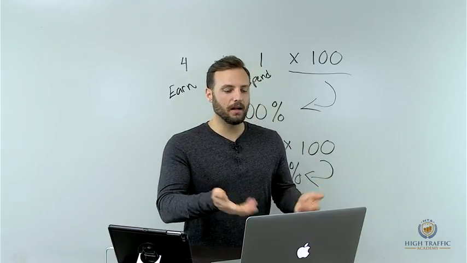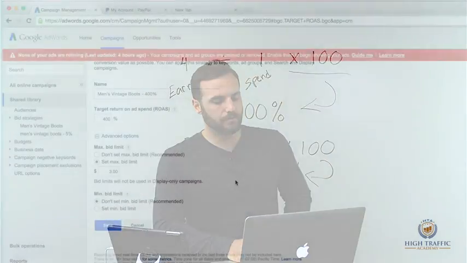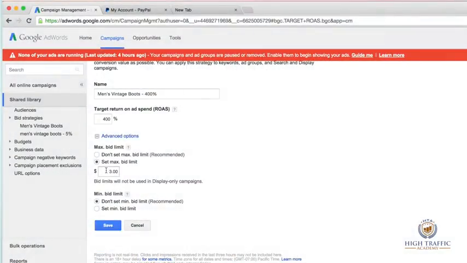In this case, we've got boots, so $150 for the boots. I want to spend about $3 at a max CPC limit. Do not set a minimum bid limit. This is okay to leave as don't set minimum bid limit, as they recommend. So we'll save this.